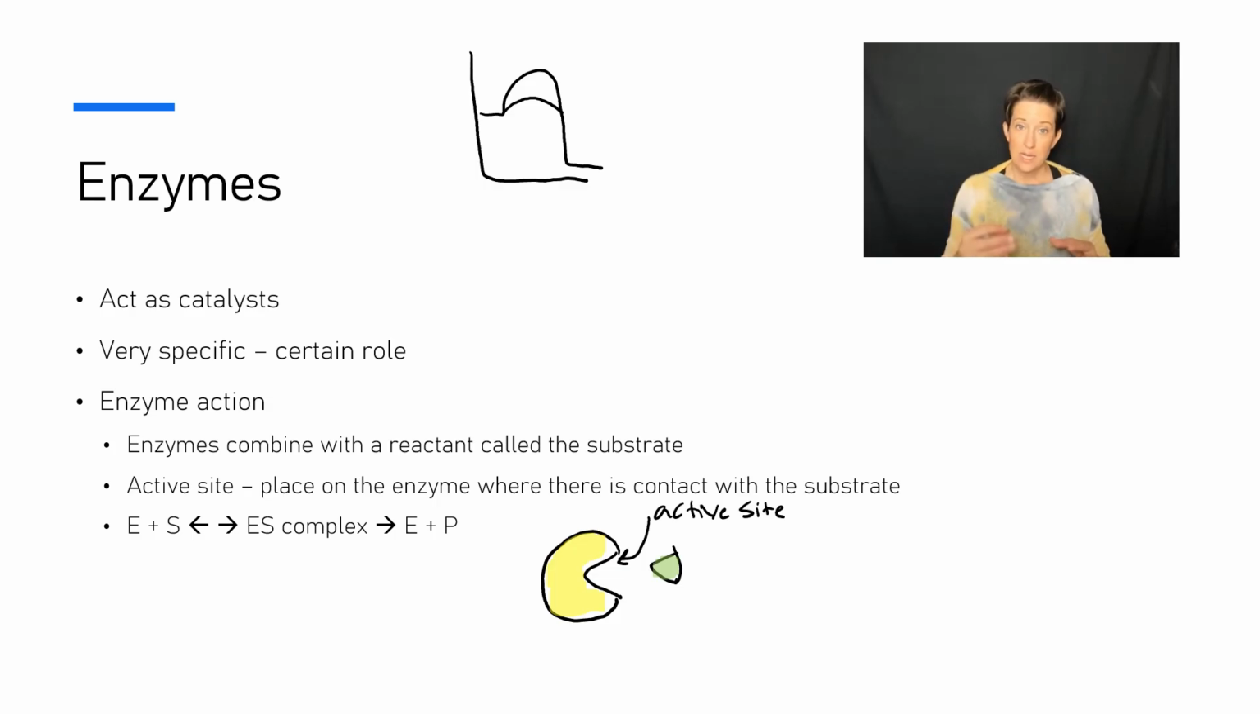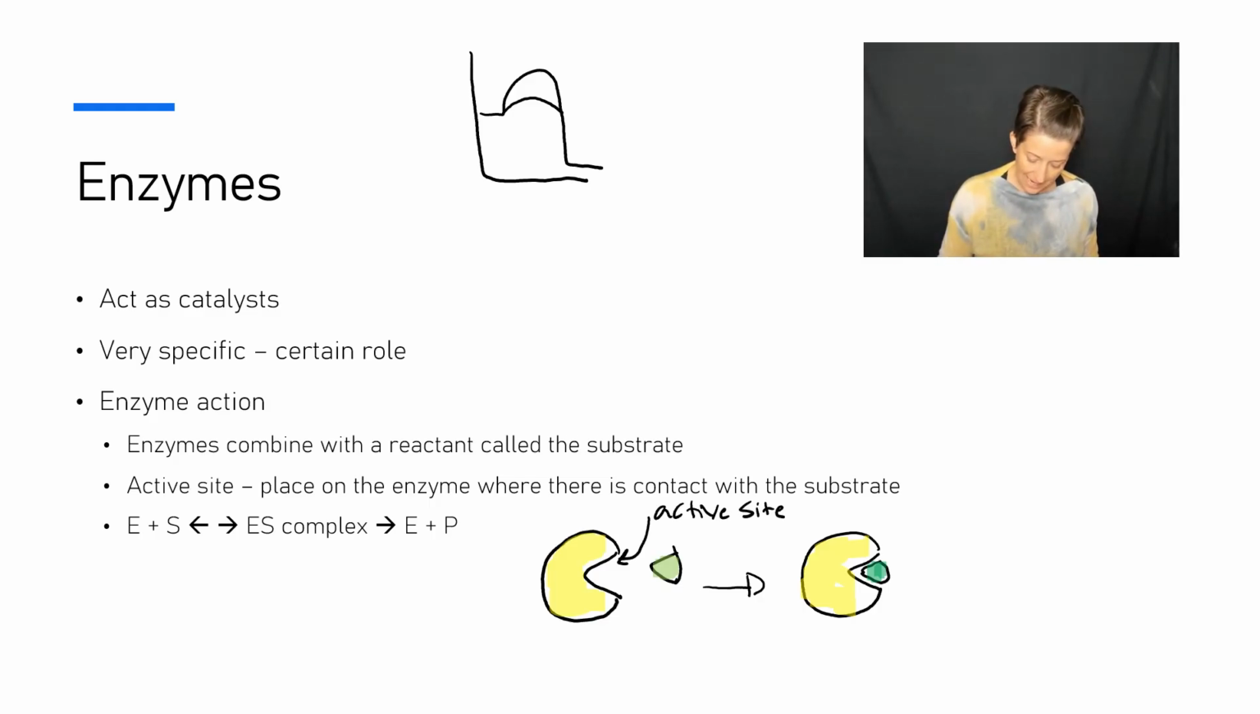That substrate needs to be able to interact with that site. So what happens is that substrate will enter that active site, and that is what we call the enzyme-substrate complex. The enzyme is going to serve its purpose. It's going to make a new functional group. It's going to transfer a group. It's going to break a bond. It's going to form a bond, whatever it happens to be.